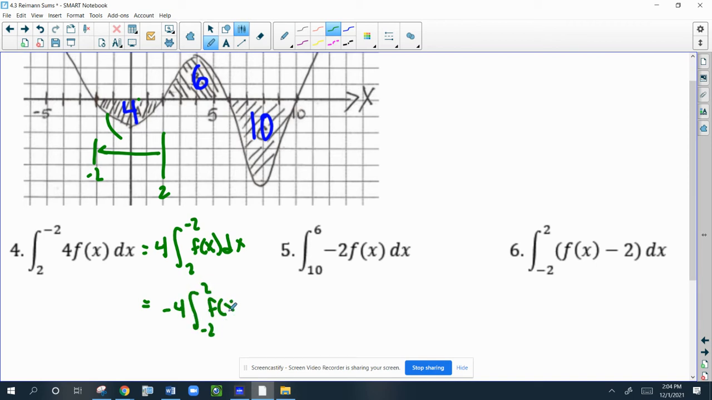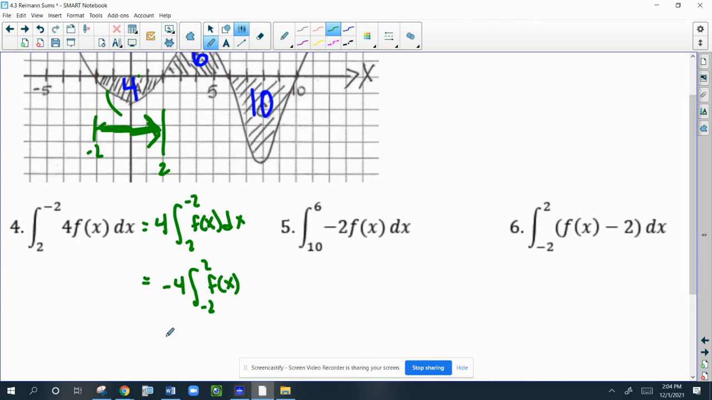So you can do it this way. Now the integral from negative 2 to 2, now we're going the normal direction, left to right. That would be negative 4 because the area is below the x-axis. So this answer would be negative 4 times negative 4, or 16, as we said before.